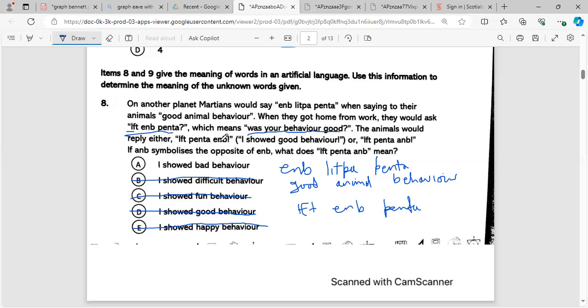Leaf penta, I showed good behavior. Or leaf that symbolizes the opposite of end.